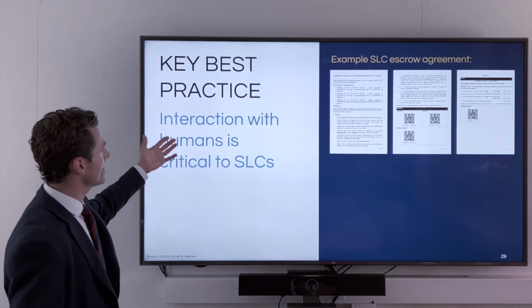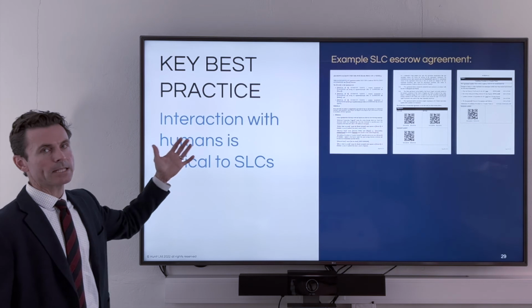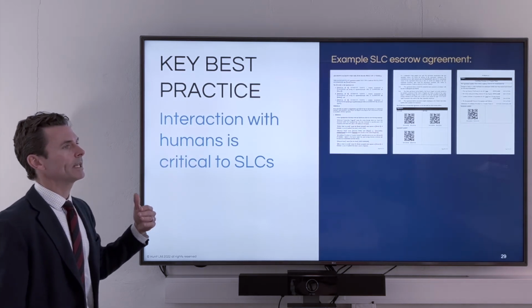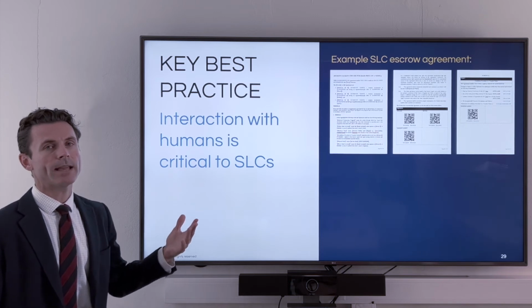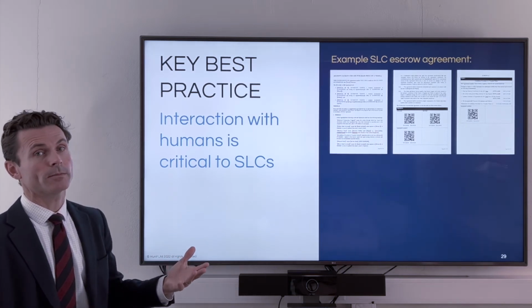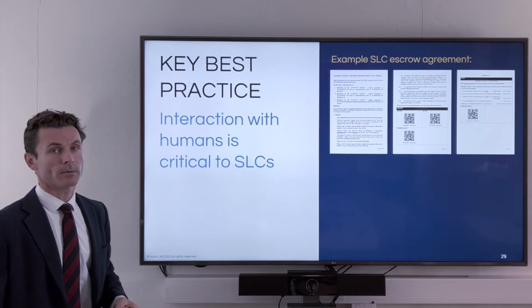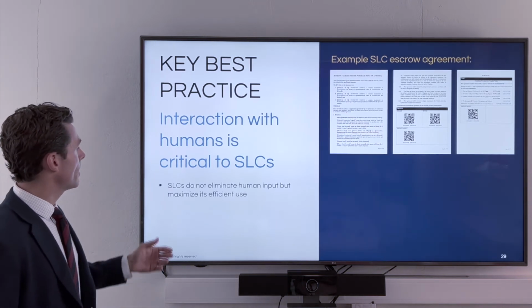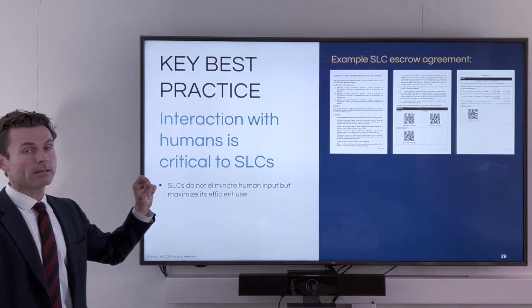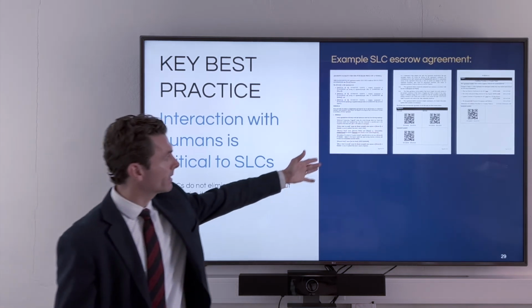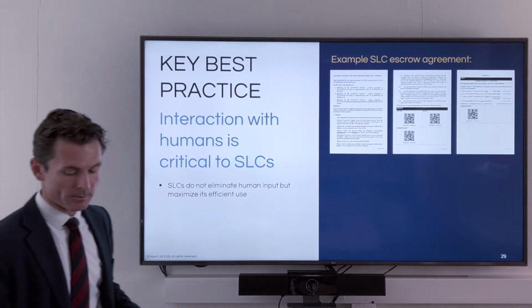And a key takeaway: smart contracts in that space have been very much around the complete elimination of the human factor in a transaction, which is a requirement if you're going to be transacting anonymously. Interaction with humans is critical to smart legal contracts. Now, they do not, in fact, eliminate the use of humans, but maximize their efficiency. So, for example, we'll get to how the escrow agreement would use human input.